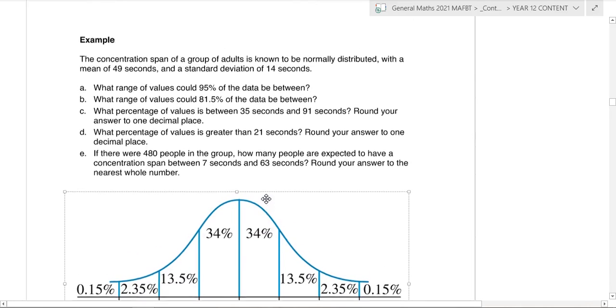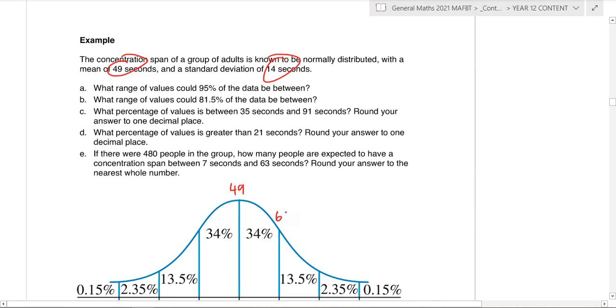So the question here is the concentration span of a group of adults is known to be normally distributed, so it can be put into a bell curve like this, with a mean of 49 seconds and a standard deviation of 14 seconds. That means the mean is the middle, which is 49, and every standard deviation away from that represents 14 seconds. So if you go above 49 by one standard deviation, you have to add 14 seconds.